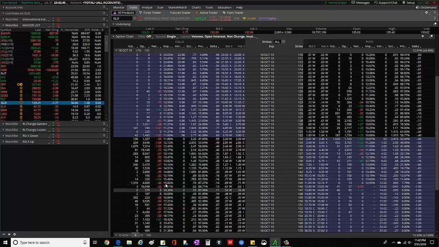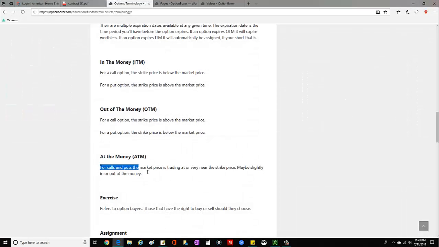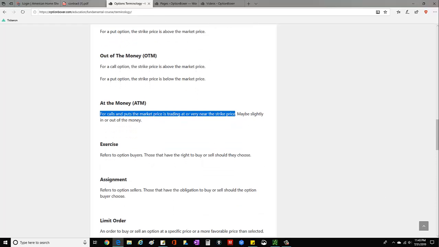At the money, really and truly, it can be just in the money or just out of the money. It's usually these two right here that I'm highlighting, or these four possibly. It's anything that's very, very near the actual market price. And so I can tell you here, for calls and puts, the market price is trading at or very near the strike price, maybe slightly in or out of the money.